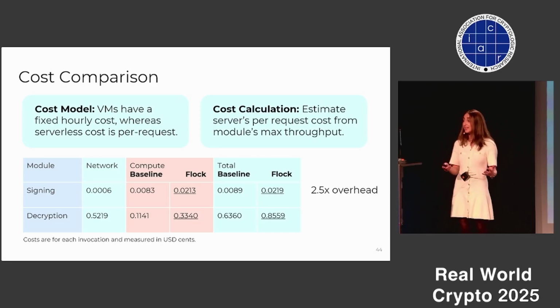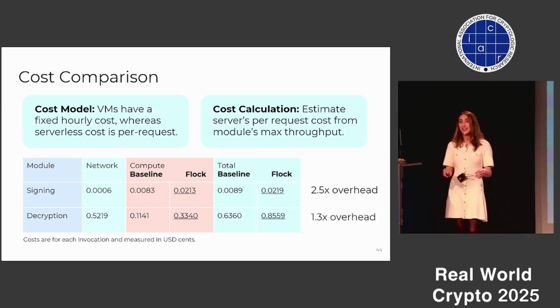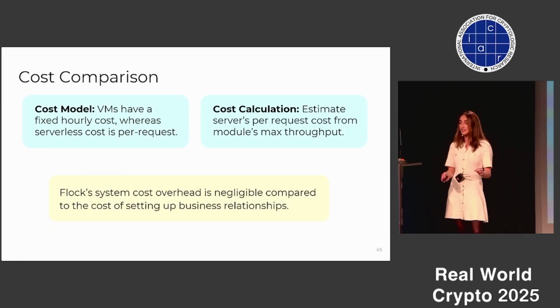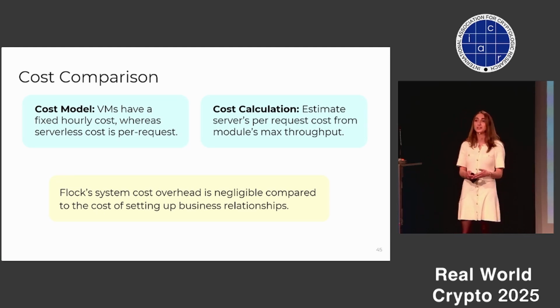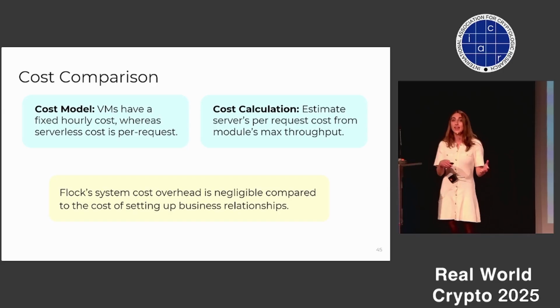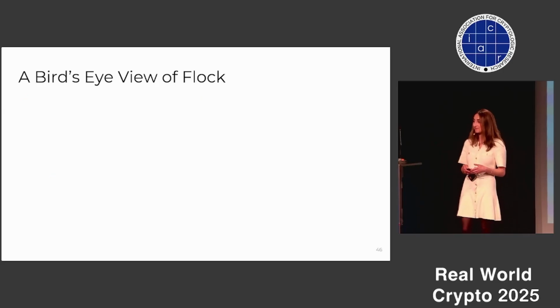You can see that for signing, an application that is a bit more compute intensive, because there's an upcharge for serverless compute on the clouds, there was about a 2.5x cost overhead, but something like decryption, which is more network intensive, was only 1.3x overhead. But what I'd like to emphasize is that this cost, Flock's system cost overhead, is really negligible when it comes to the cost of setting up these business relationships. So if you ask any of the MPC deployers in the room, I'm sure they'd tell you that they'd rather spend a little more cloud cost money and solve the non-collusion problem.